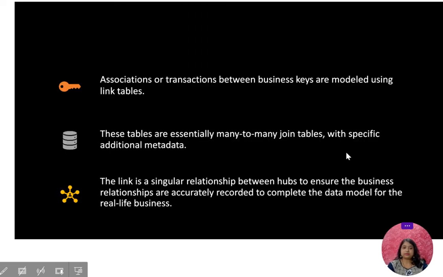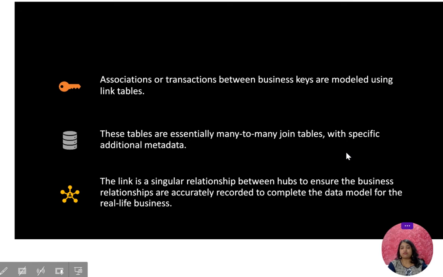Now, associations or transitions between the business keys are modeled using link tables. That means the links are created between the tables. These tables are essentially many-to-many join tables with specific additional data. Many-to-many relationships come in various examples, like a customer purchasing products on the internet. That customer is going to purchase many products. In the same way, one product is purchased by many customers. So it's a many-to-many relationship, and whenever a many-to-many relationship comes, the database becomes much more complicated.